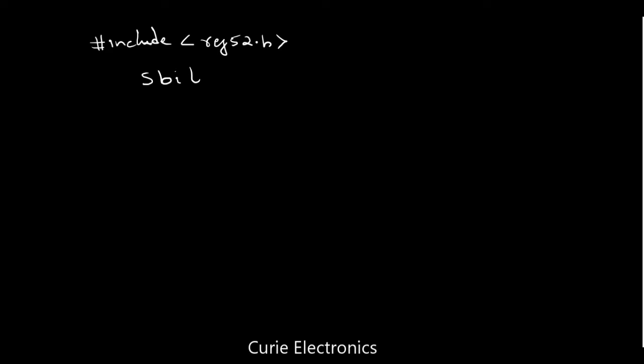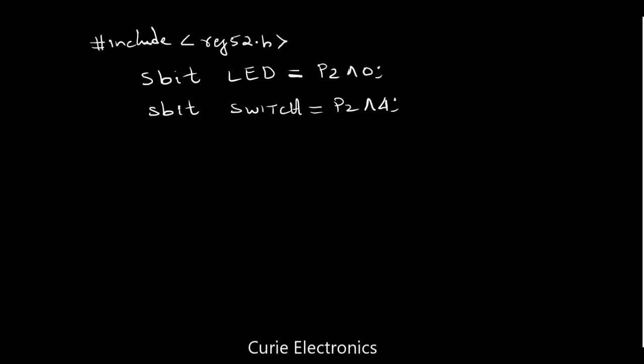That is sbit LED. LED I am going to connect to port 2.0, P2.0. What about the switch? For the switch I also need one more sbit variable. sbit switch equal to port 2 fourth pin. I have connected port 2 fourth pin.